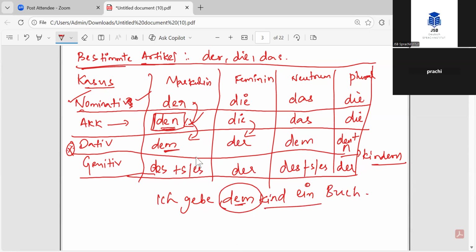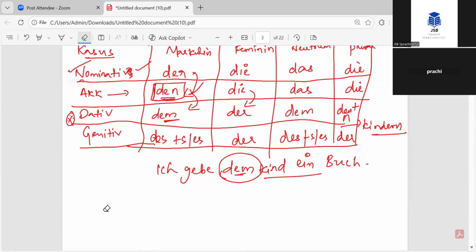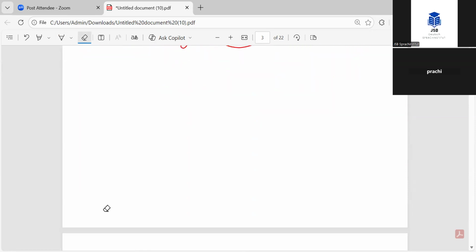Once you read, you can go ahead with any sentence in the book, and you will also know whether it is nominative, accusative, and so on, from the way they are writing. Okay. So now we can see the unbestimmte article. How will it be? What is the unbestimmte article?